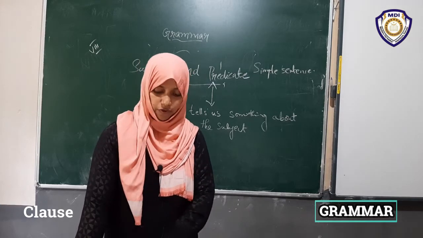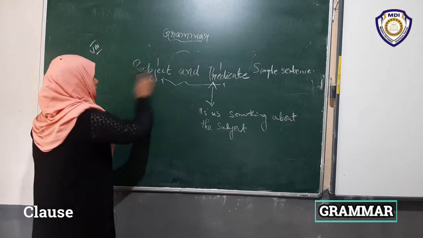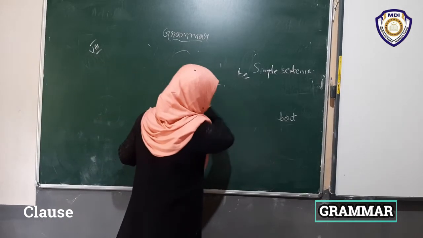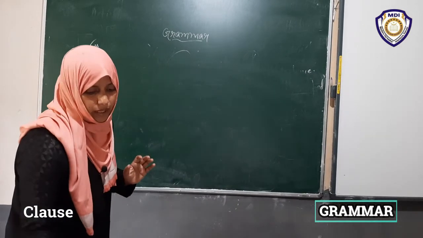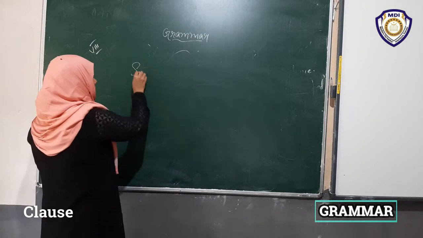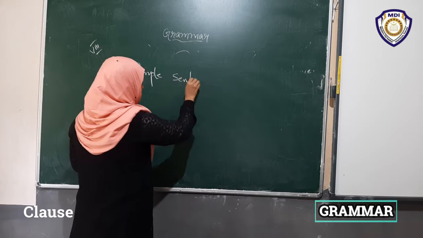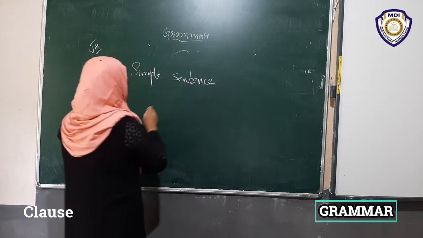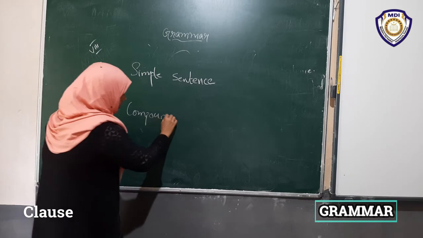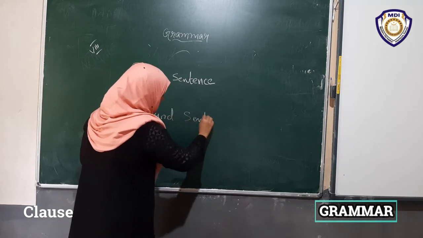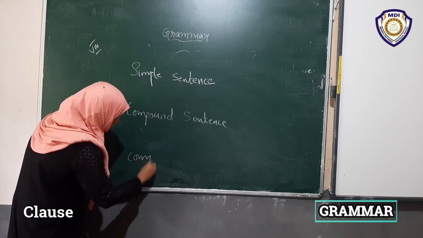Then what is the meaning of compound sentence? Simple sentence. Which are the things we studied today? Which are the kinds of sentence? First, simple sentence. Then compound sentence. Then last is complex.